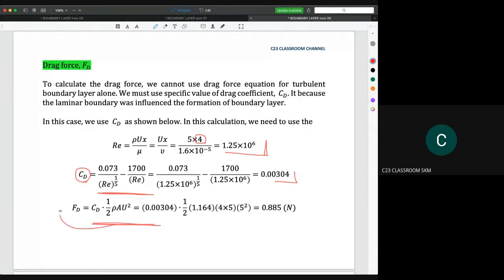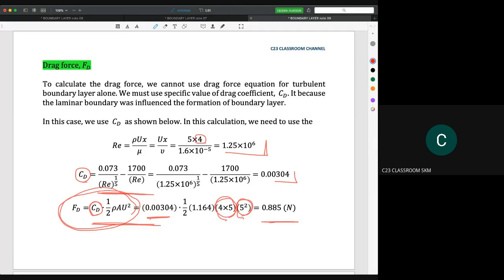I think this equation is familiar right now. So we substitute the value of CD as 0.00304. And this is the area of the plate. This is the speed. And you will get it is equal to 0.885 newtons.